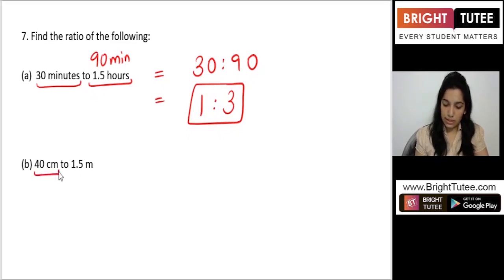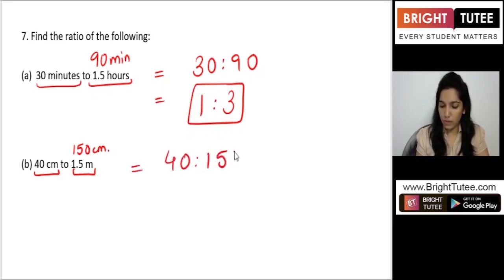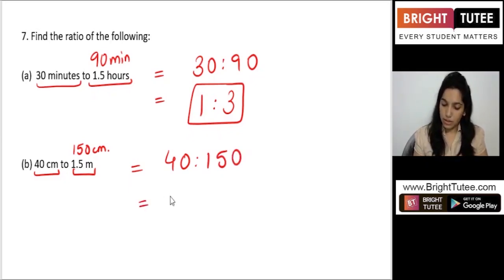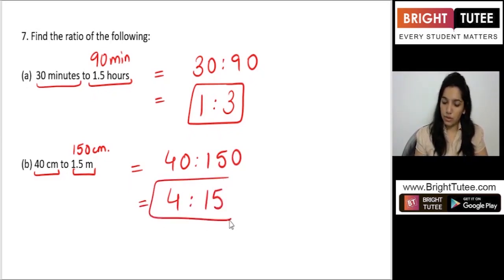The next one is in centimeter and meter. Let us convert it into one single unit. So instead of 1.5, let us take 150 centimeters. Taking both these into a single unit, that is centimeters, it is 40 is to 150. Clearly we can divide both these numbers by 10. So the answer comes out to be 4 is to 15, and we cannot further simplify it. So this is the final ratio.